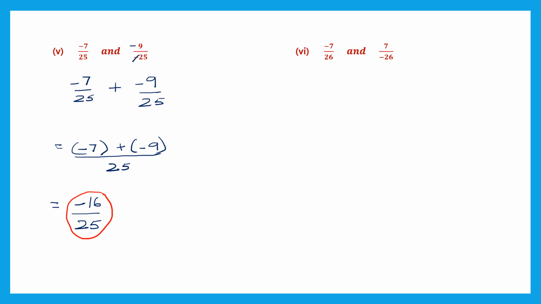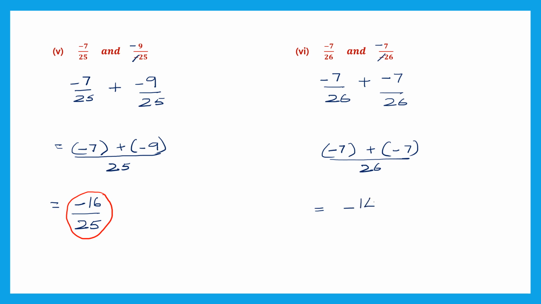So here the first rational number is minus 7 by 26. So we can write that minus 7 by 26 plus the second one, the denominator has a minus sign. We're going to take it off and put it in the numerator. So that becomes minus 7 by 26. So here denominators are the same. So let's write the same denominator 26. Let's take the numerators. Minus 7 plus minus 7. So here signs are the same.